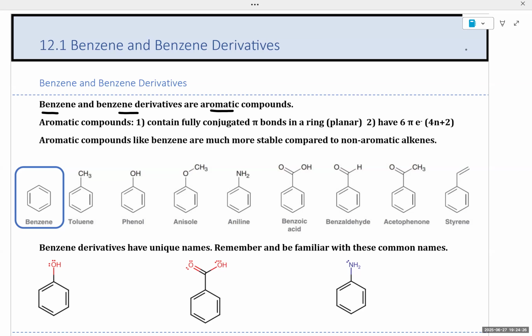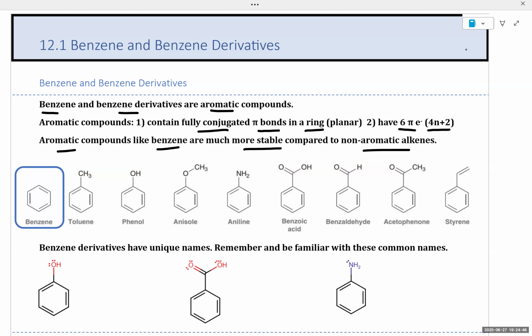Aromatic compounds contain fully conjugated pi bonds in a ring, and they have 4n plus 2 pi electrons. In this case, benzene and benzene derivatives have 6 pi electrons. Aromatic compounds like benzene are much more stable compared to non-aromatic alkenes.